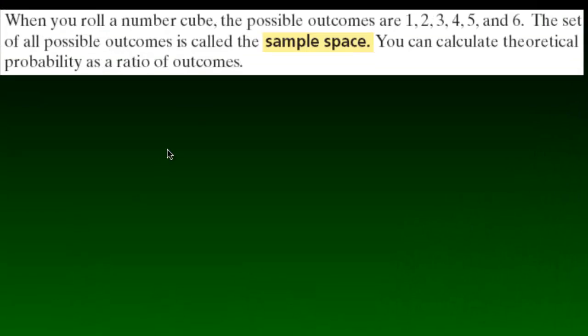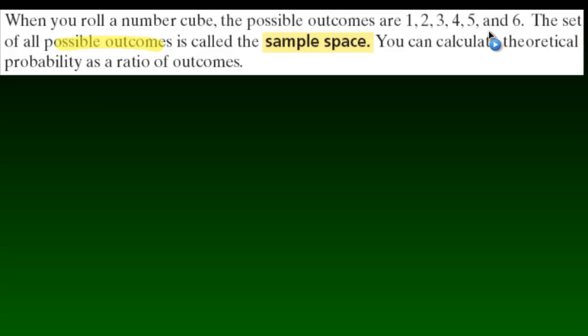Okay, so when you roll a number cube, you could get either the number 1, the number 2, 3, 4, 5, or 6. So how many different numbers are there? 6, right? Now, this set of all possible outcomes is what we call the sample space. Sample space is all possible outcomes that you can get. So when you are rolling a number cube, there's 6 different numbers that you could get. So that's your sample space.